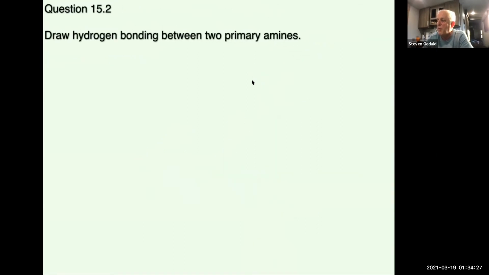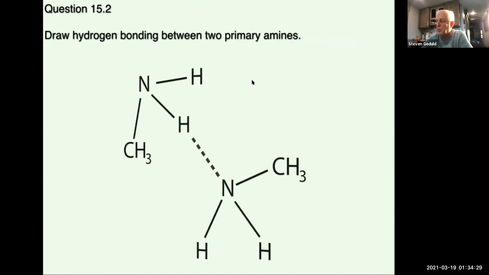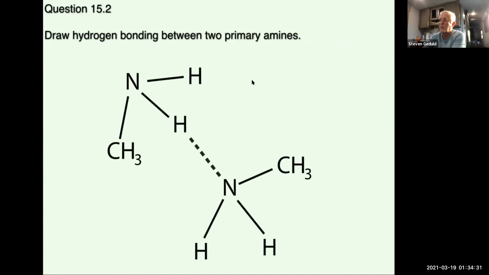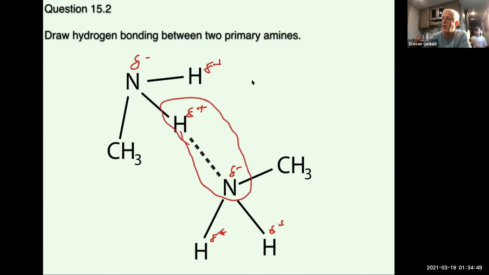Draw one between 2 primary amines. It's the same thing. Those are both primary amines. And you get delta minus because nitrogen attracts electrons, and all the hydrogens are delta plus. Okay, so delta plus, delta plus, delta minus. And again, you get this hydrogen bond here because opposite charges attract.